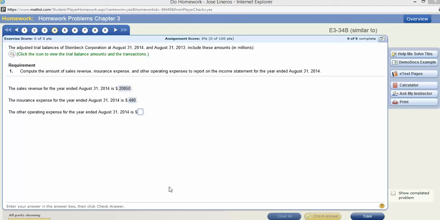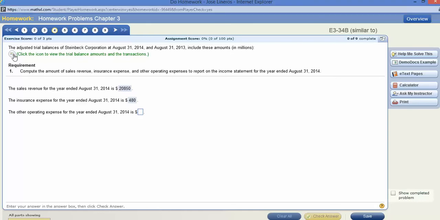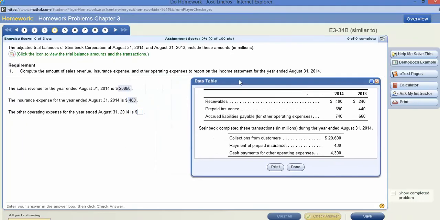Hi everyone. Let's look at an analysis of the other operating expense. You have an example of that in homework number 4 on chapter 3. The pattern somewhat holds. Notice when we were doing sales revenue and insurance expense, we were looking at the beginning and the ending balance. Here again, we're playing the same role of beginning and ending balance, but this time we are looking at accrued liabilities for other operating expenses. Notice the pattern again of the beginning balance and the ending balance.